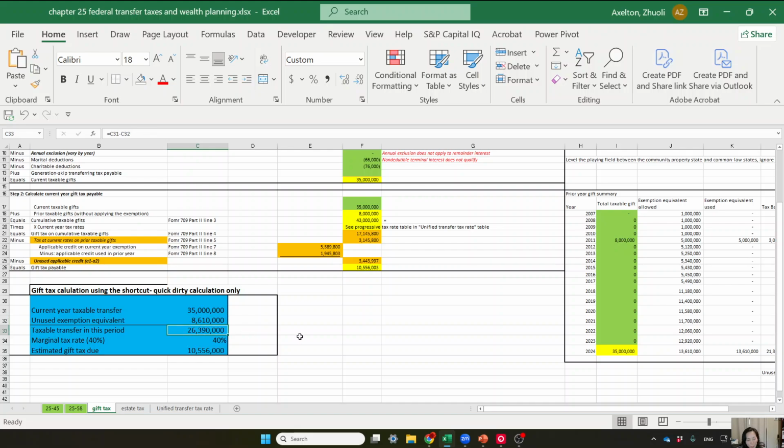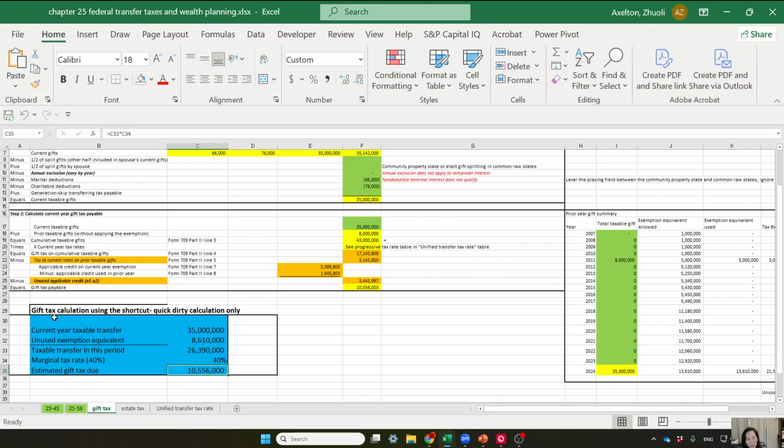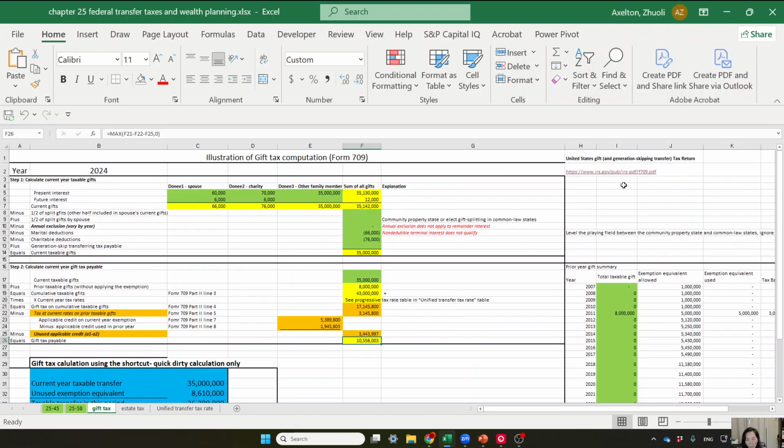Then we get to the taxable transfer in this period. Then we apply the marginal tax rate of 40%, and you can estimate your gift tax due pretty quickly. As you can see here, this quick and dirty calculation in a lot of instances actually matches up with the step-by-step gift tax calculation based on the Form 709.